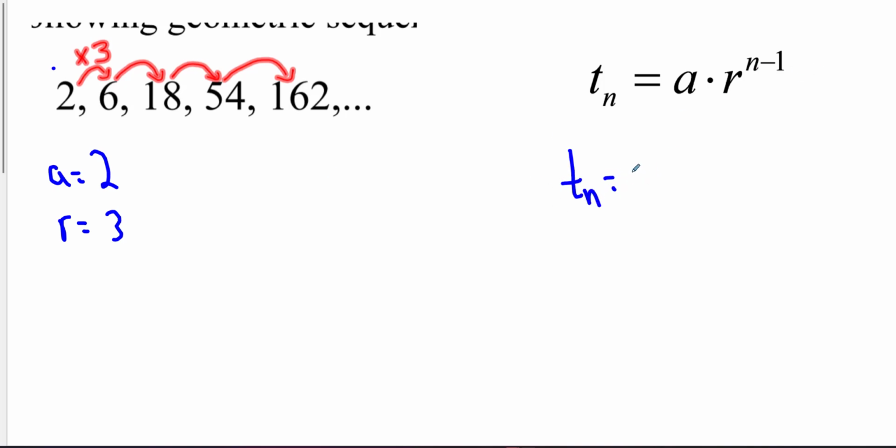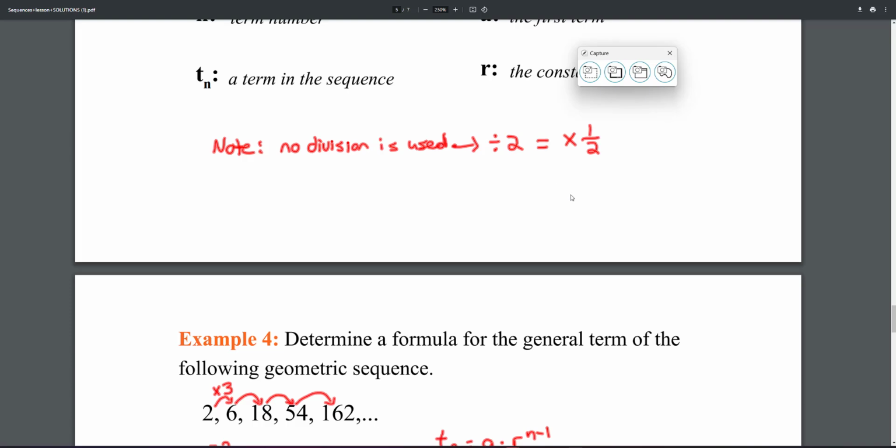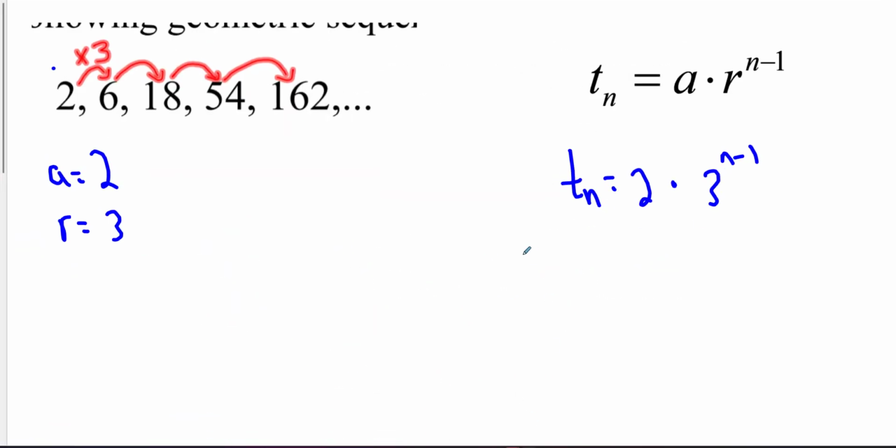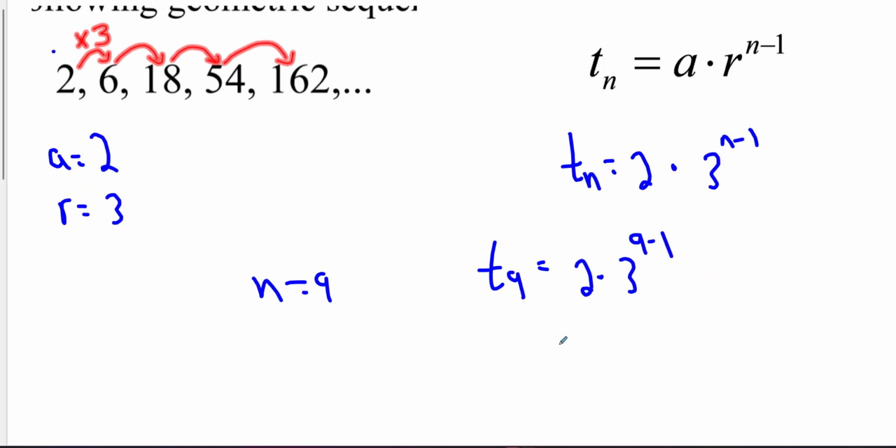Tn is equal to 2 times 3 to the power of n minus 1. Be careful you don't do the multiplication before the exponents. You got to use BEDMAS, like normal stuff. And what's the 9th term? T9. So n is equal to 9. T9 is equal to 2 times 3 to the power of 9 minus 1, which is 2 times 3 to the power of 8.